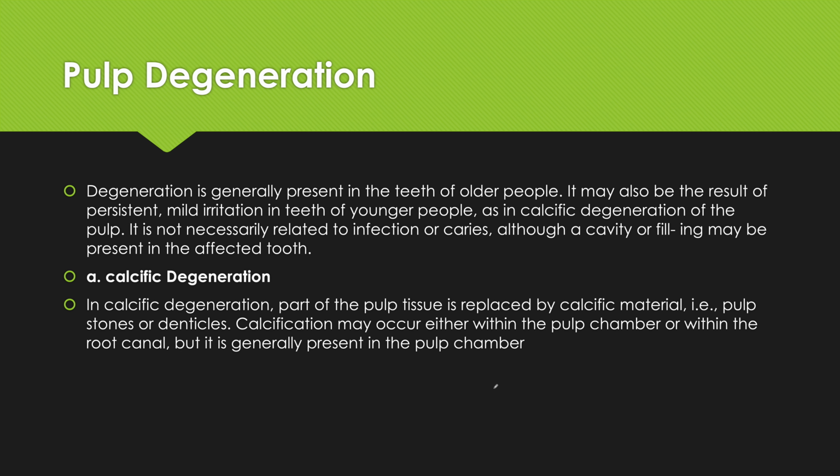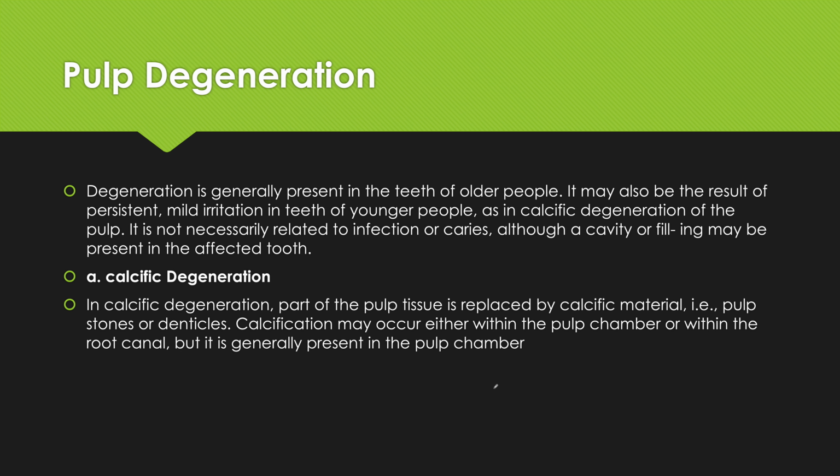Next is pulp degeneration. Degeneration is generally present in teeth of older people. It may also be a result of persistent mild irritation in the teeth of younger people, as in calcific degeneration of the pulp. It is not necessarily related to infection or caries, though a cavity or filling may be present in the affected tooth.